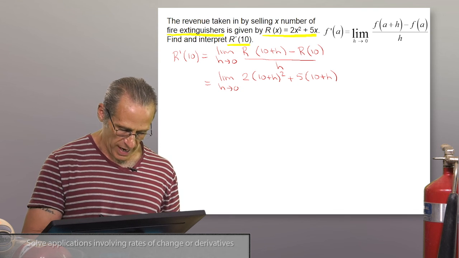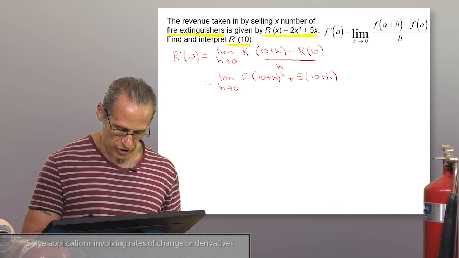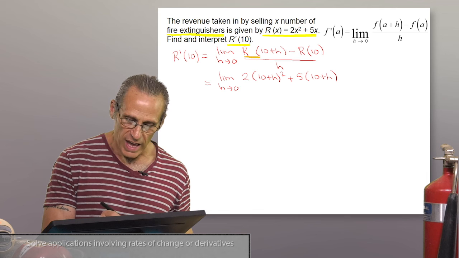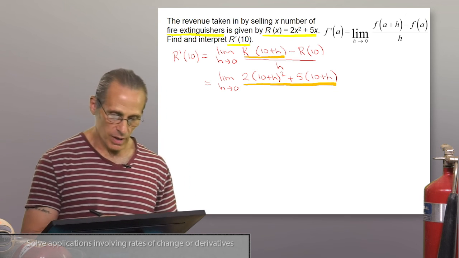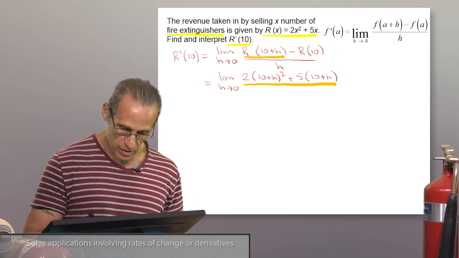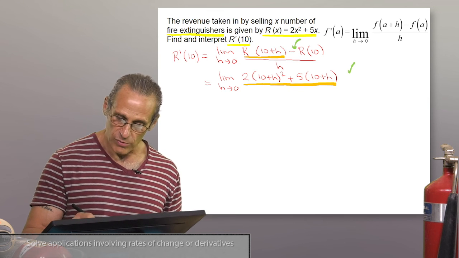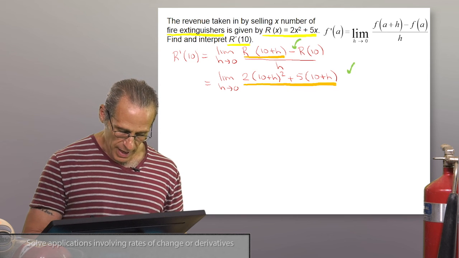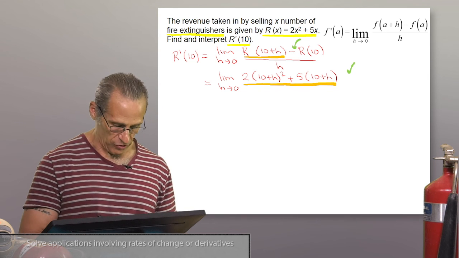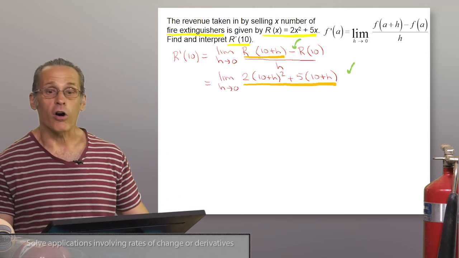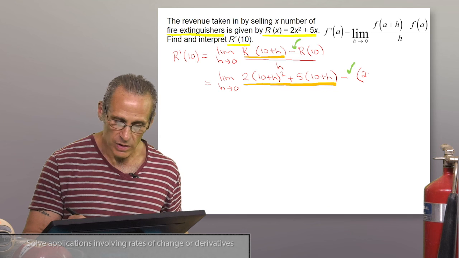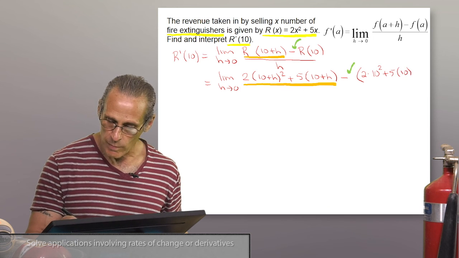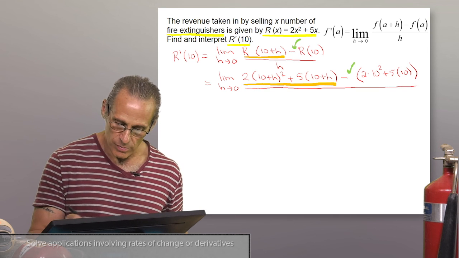And to make sure you and I are having the exact same conversation, ladies and gentlemen, what we just did was we looked at evaluating r at 10 plus h. So now we're going to subtract. When I subtract, that'll be this subtraction symbol here. And what I'm going to subtract is r of 10. And so I'll subtract 2 times 10 squared plus 5 times 10. And I'll divide by h.